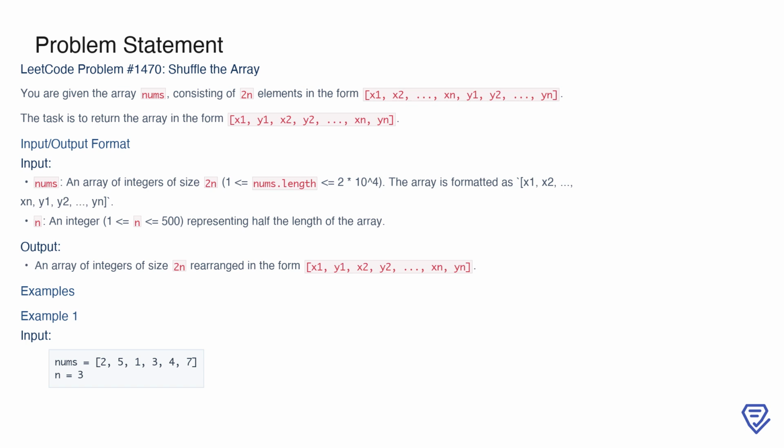Let's also look at the input and output format. The input consists of the nums array, where its length is 2n and ranges between 2 and 20,000 elements. Additionally, you are given an integer n, which is half the length of the array and is guaranteed to be between 1 and 500. The output is the shuffled array, where elements from the two groups are interleaved as specified.